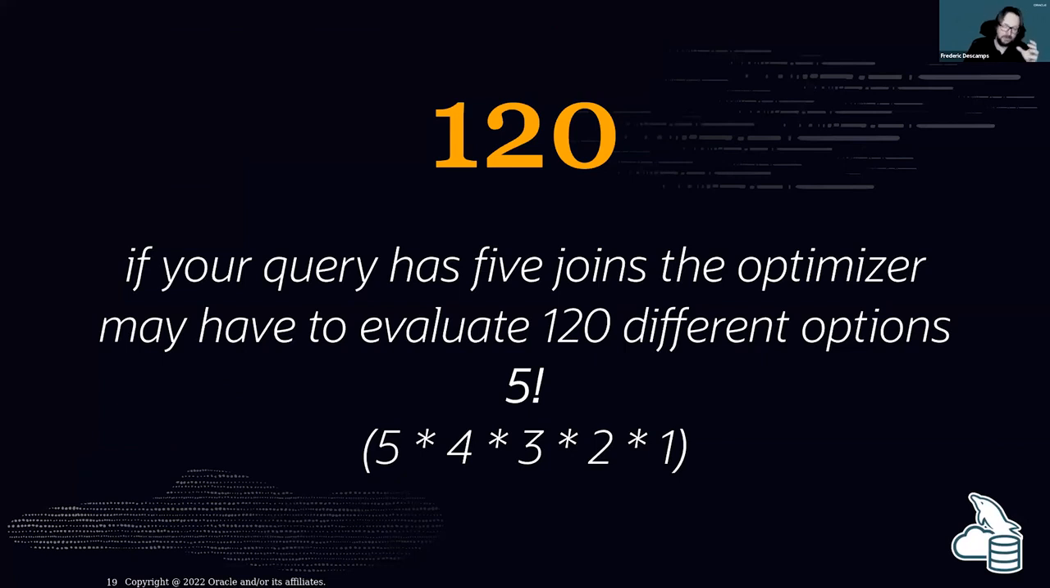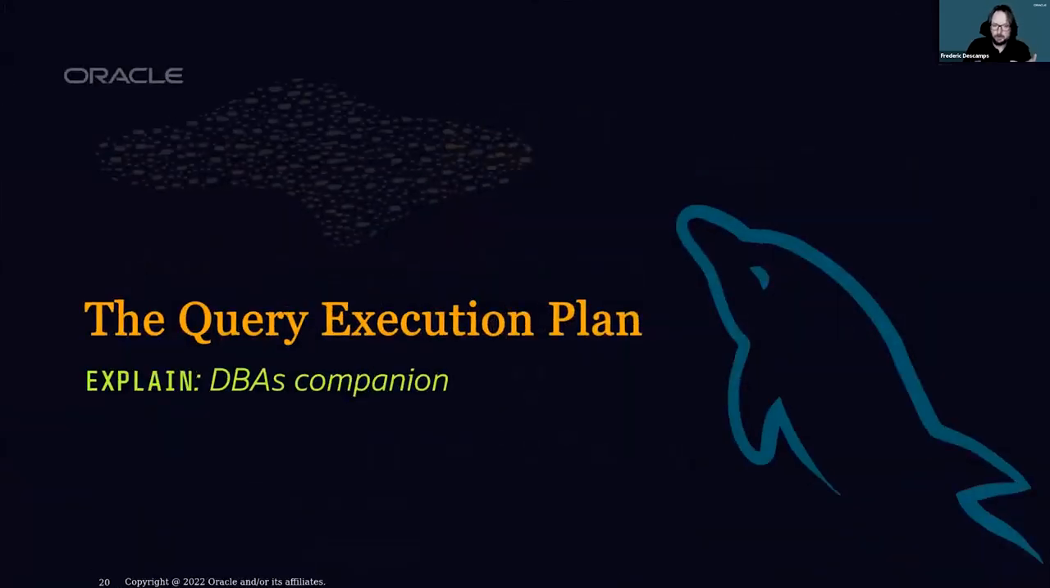So if you have a query that has 5 joins, for example, the optimizer may have to evaluate 120 different options, 5 factorial, right? To find all the plans to get the best one to execute the query. So now we know what the optimizer is doing, and we know that at the end, when it checks all the options, it wants to find the best query execution plan.